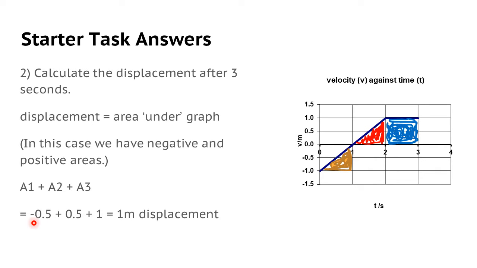In the calculation, the brown area ends up being negative 0.5 meters, which really all that means is it's moving 0.5 meters in one direction. And it'll be in the opposite direction to what it's doing from 1 to 3 seconds. Right? That's all it really means. So negative 0.5 plus 0.5 plus 1 gives a total of 1 meter displacement.